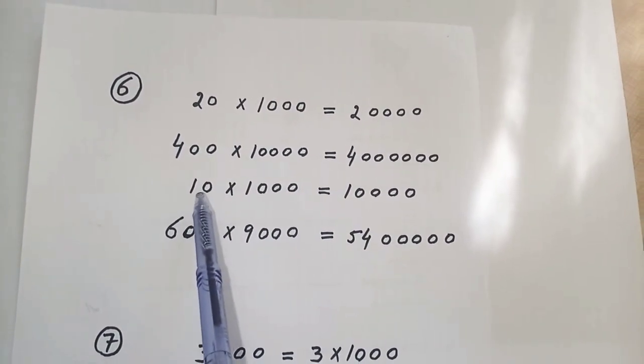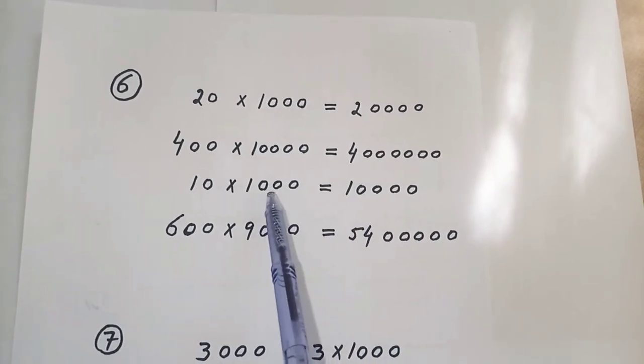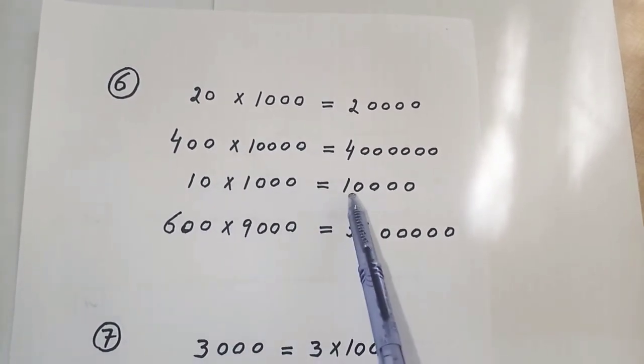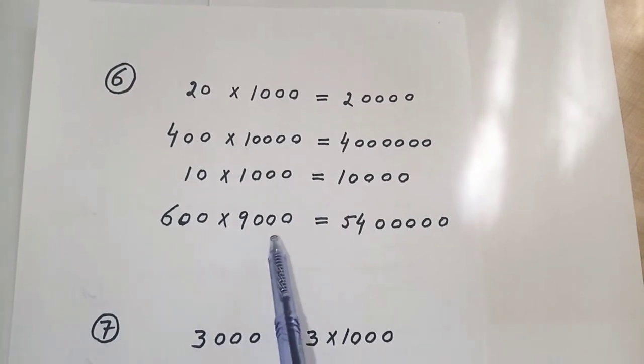The same way, 10 multiplying with 1000 is 10,000. So 3 zeros and one 0 is 4 zeros. 1 into 1 is 1. The same is the case here.